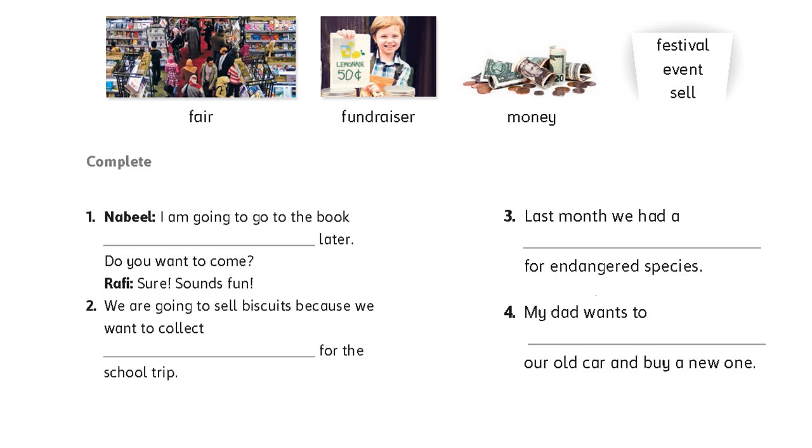Let's try to complete. Number one, I'm going to the book. Yes, it's the book fair. Number two, we are going to sell biscuits because we want to collect what for the school trip? Collect money for the school trip. Three, last month we had a what for endangered species to help the endangered animals? Fundraiser. Four, my dad wants to sell our old car, get money, and buy a new one.